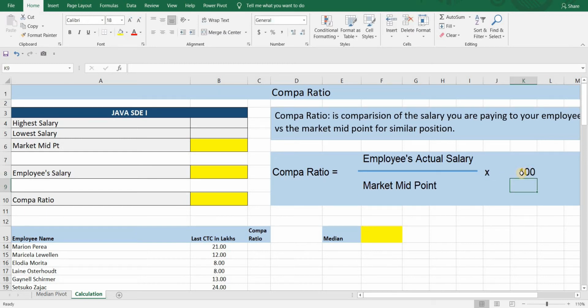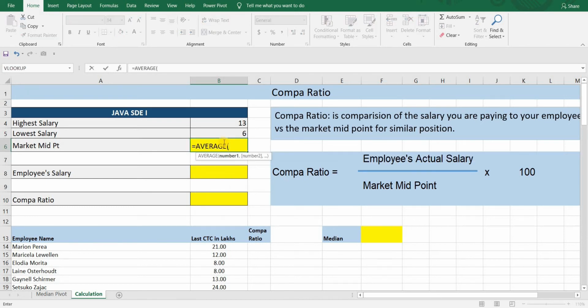So, for example, for a Java developer at SD1 level, the market salary ranges from 6 lakh to 13 lakh. So, the highest is 13 lakh, lowest is 6 lakh. So, midpoint can be taken as average of 6 and 13 lakh, which would be 9.5 lakh.